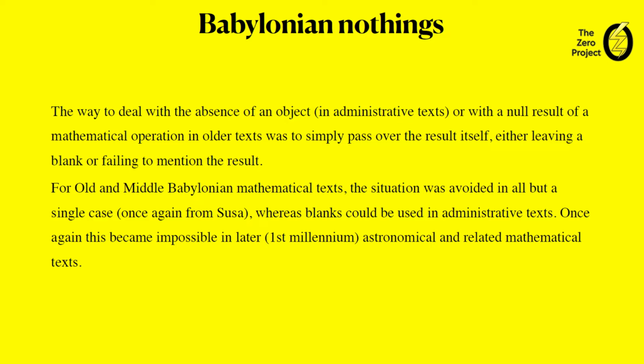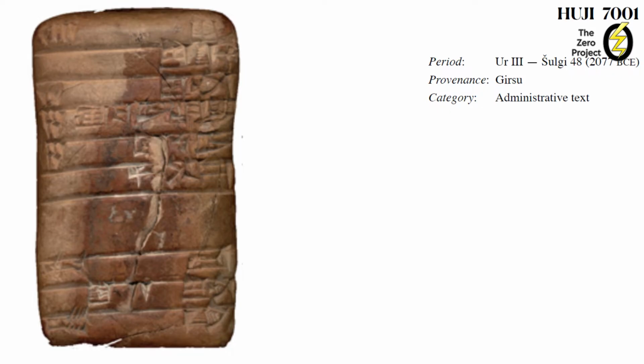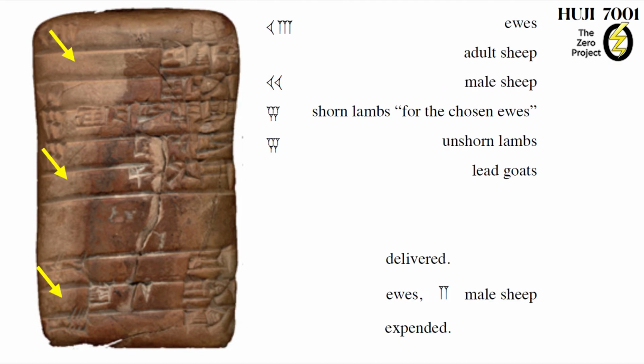Blanks could be used in administrative texts. That was easier, in a sense, to deal with, and is what was done. So here is an administrative text from Ur III again, from year 48 of Shulgi, 2077 BCE, from the city of Girsu, the capital, and the administrative capital, I should say. So we have here the numbers and the objects which are being counted.